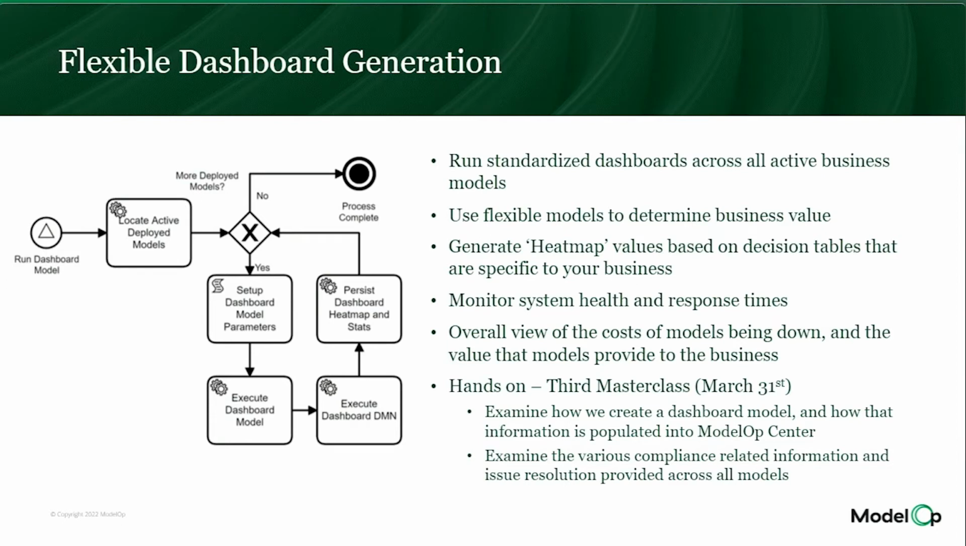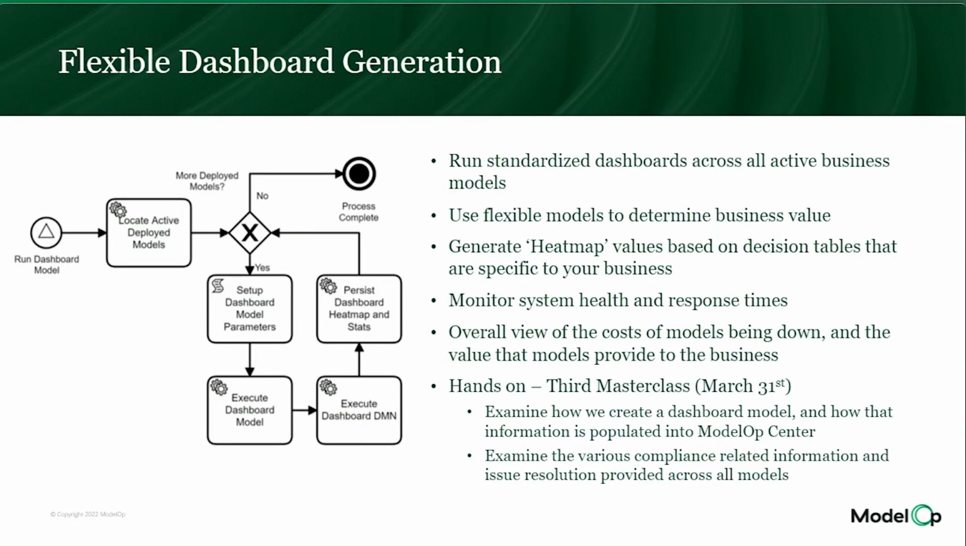So having that ability to specify that kind of information yourself is absolutely critical to making these actually work. And then we have those heat map values. You'll see we have a bunch of those out of the box, but you will be able to flexibly define the criteria through decision tables of what should represent a red, a yellow, or a green value. And that can even be based on the category or other items there as well.